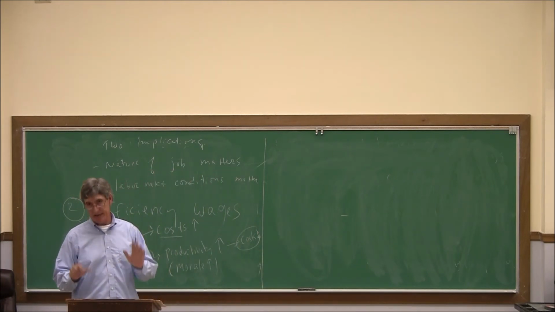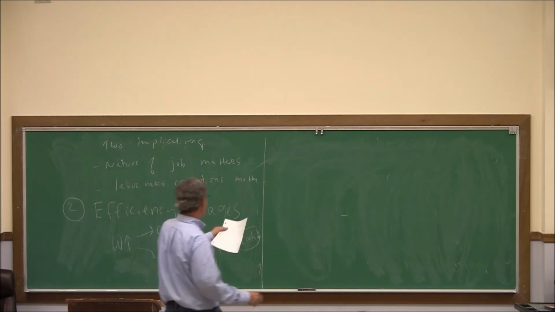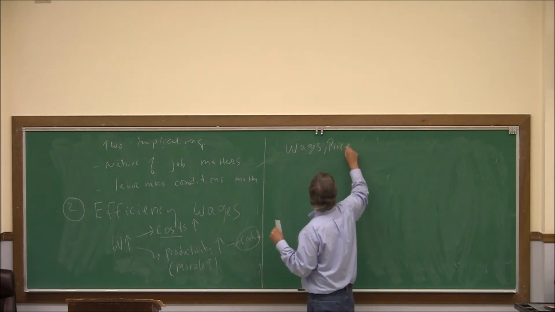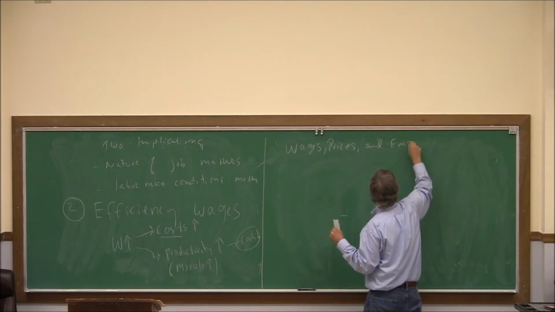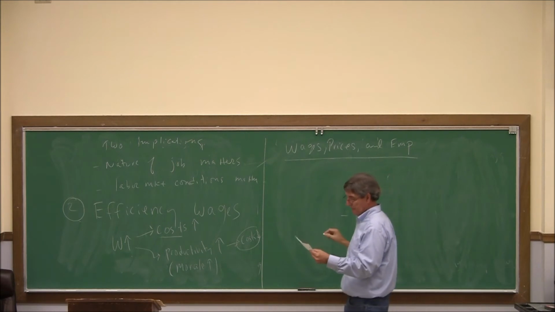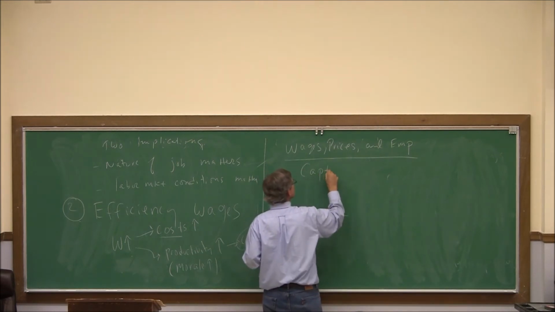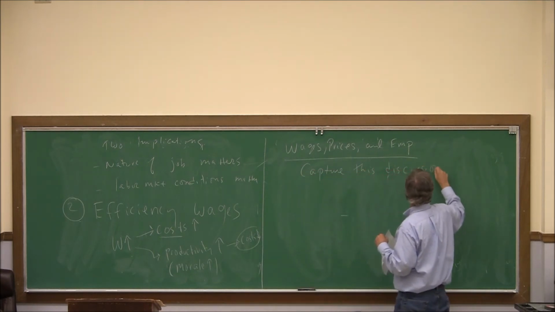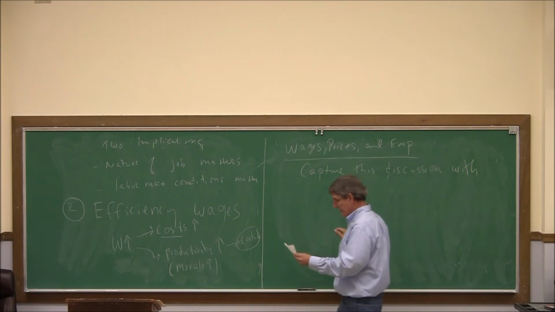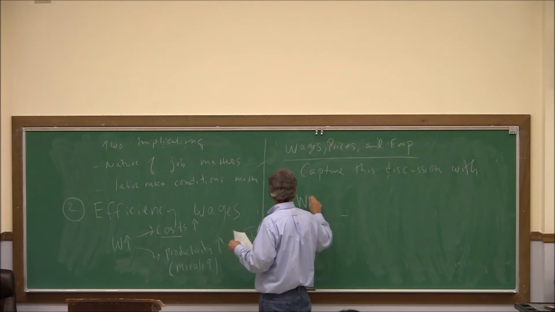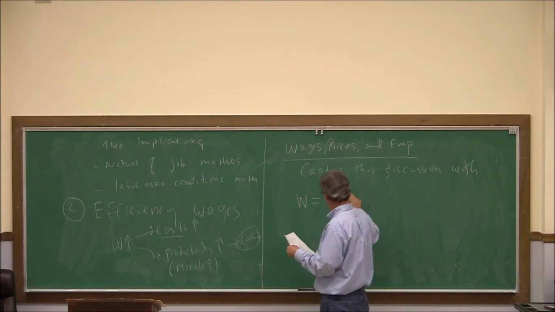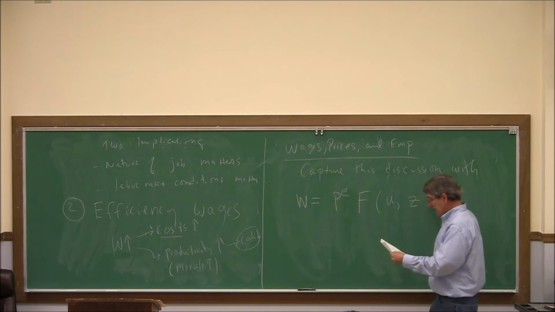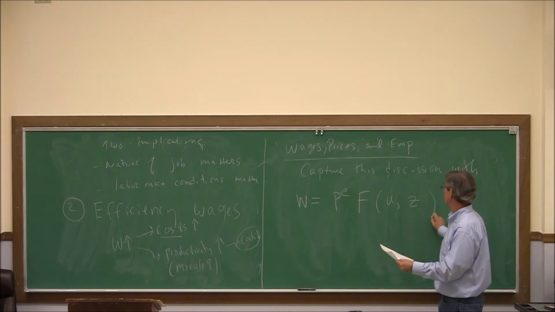Okay, now let's get to the labor market. So this is a section called Wages, Prices, and Employment. What the book tries to do is capture this discussion we have. There are more formal ways to derive this, but we'll skip those. W equals PE times F of U and Z. This is going to be what we call our wage setting equation.